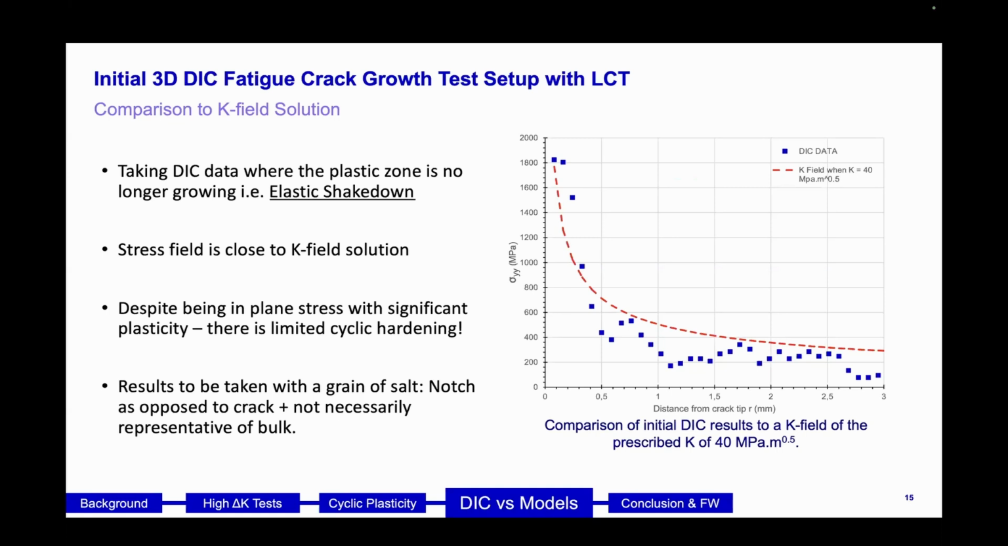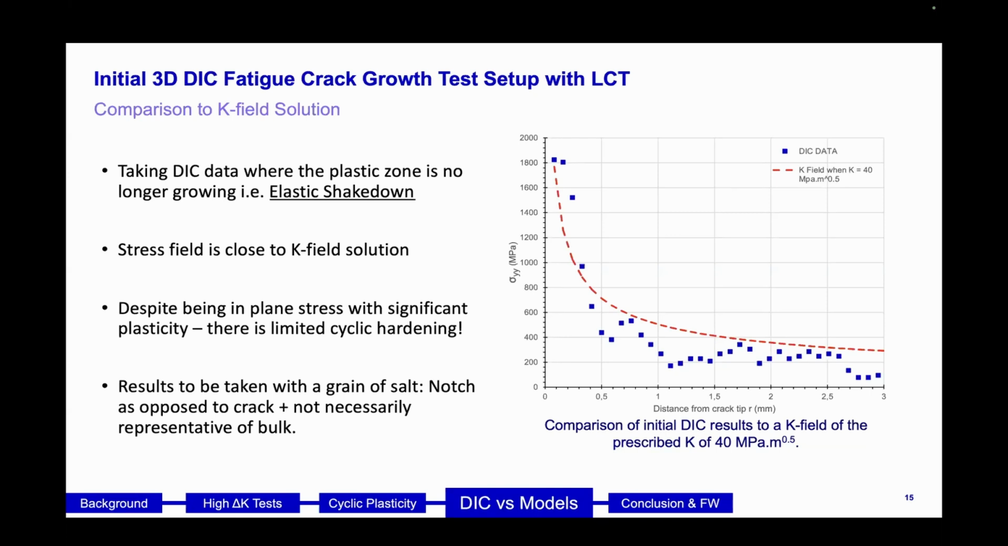Now, what was really interesting is that around cycle 100, we have reached elastic shakedown, or at least we think so. Why do we think so? Firstly, because the strain field no longer changes from cycle to cycle. Secondly, because our potential drop measurement tells us that there has been no crack growth in this range. And thirdly, because we know from our cyclic uniaxial test that we can reach a stabilized state after only about 10 cycles. So that's how we knew that we reached elastic shakedown at the crack tip.